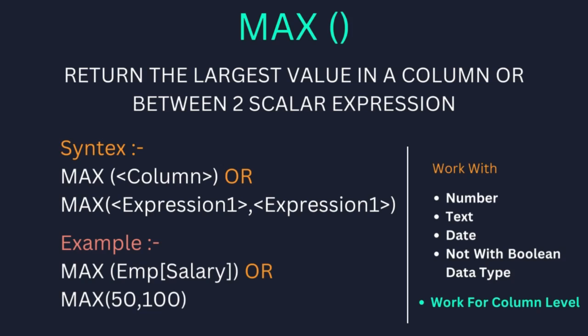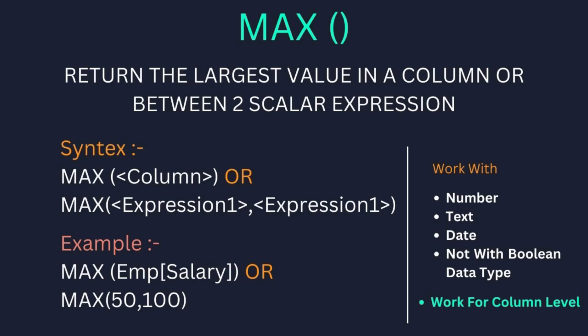So this is the example. There is MAX, then inside the bracket you can pass the salary column of the employee table. So what will be the result for this? It will give the maximum salary of the salary column in the employee table, right? And on the other hand, if you pass two parameters inside the MAX DAX function, that is 50 and 100, then it will give you the output as 100, because between these two expressions, 50 and 100, the maximum value is 100, correct? So in this way the MAX DAX function works.